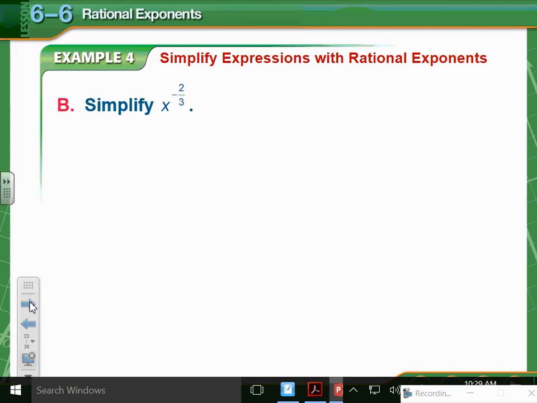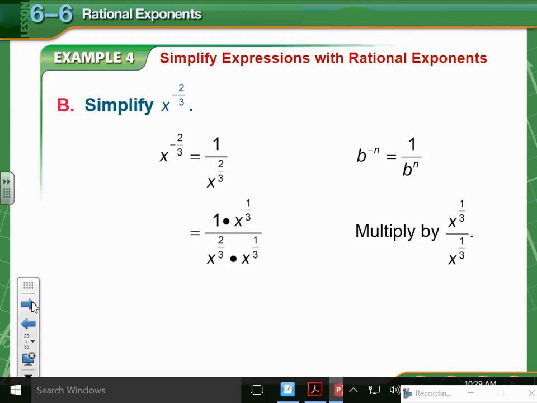Simplify x to the negative 2/3. Okay, that's the same as 1 over x to the 2/3 power. And just like before, when we had to rationalize the denominator, we can't have a fractional exponent in the denominator. So we want to know what we need to add to 2/3 to get 1.